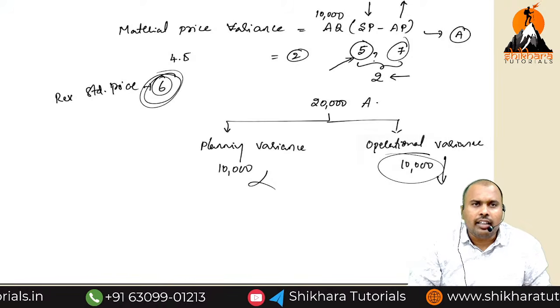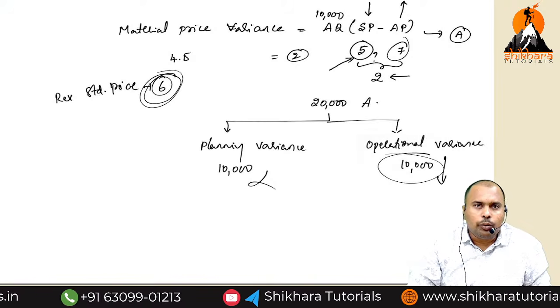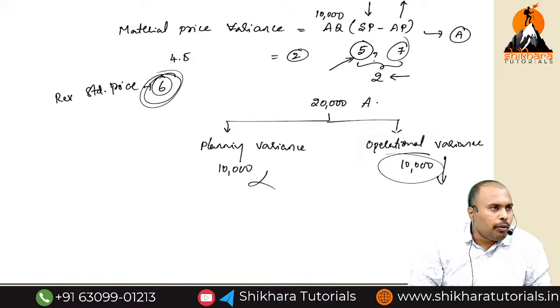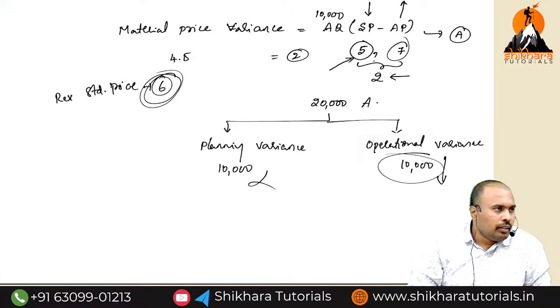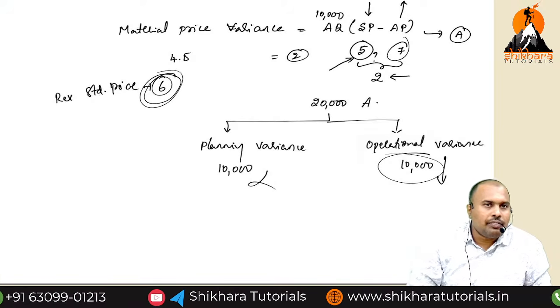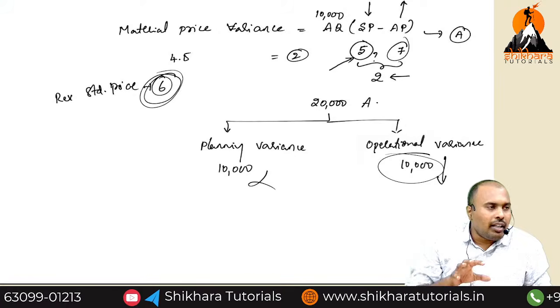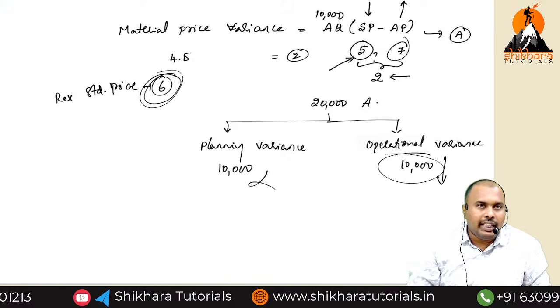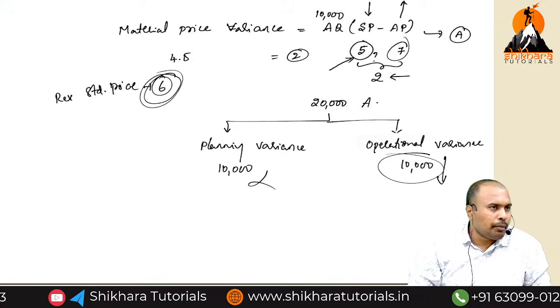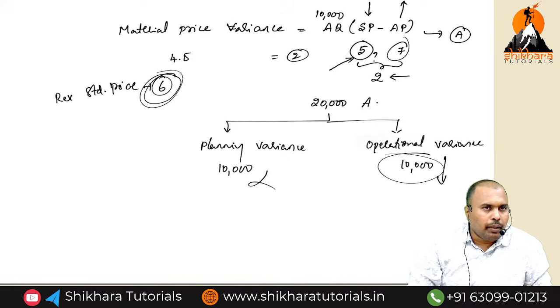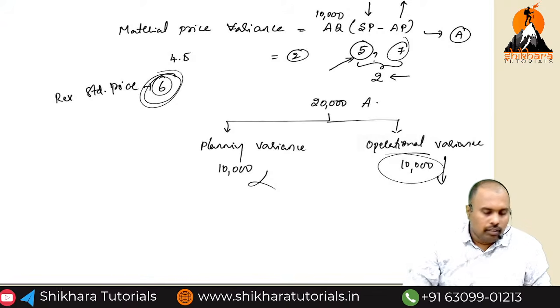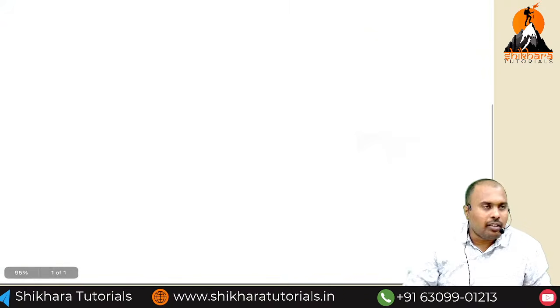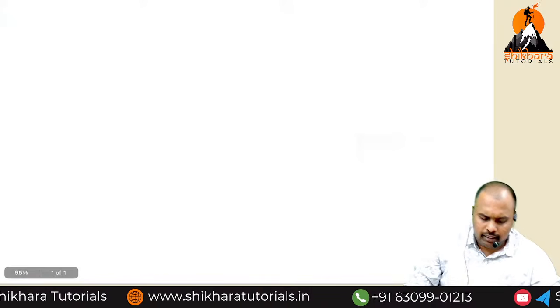So first thing, in yesterday's class we discussed something. Why are we calculating variances? To evaluate the performance of individual departments. But in today's class, we are talking about how the variance we are getting is not just because of inefficiency of the various departments. It might be due to poor planning also. Clear? Now let us see the formulas for planning variances and operational variances.